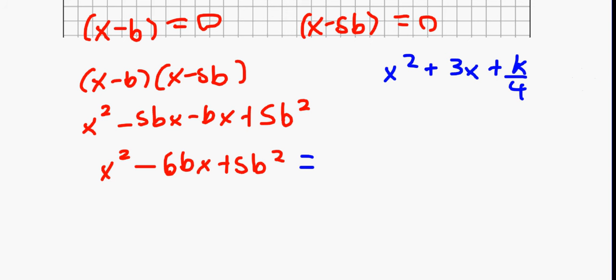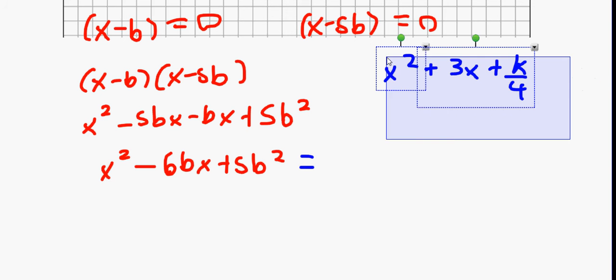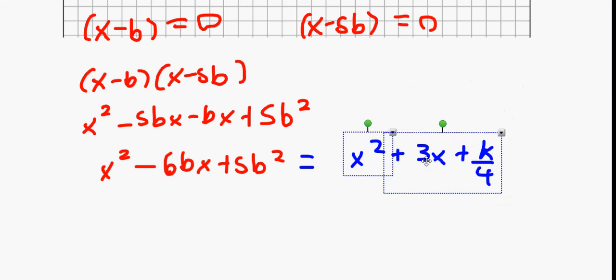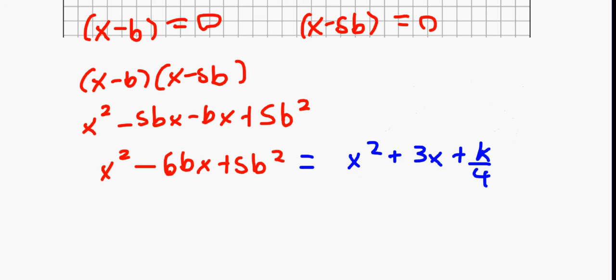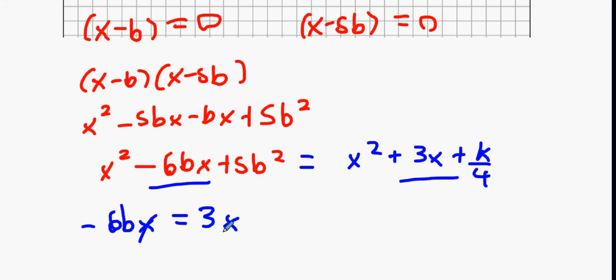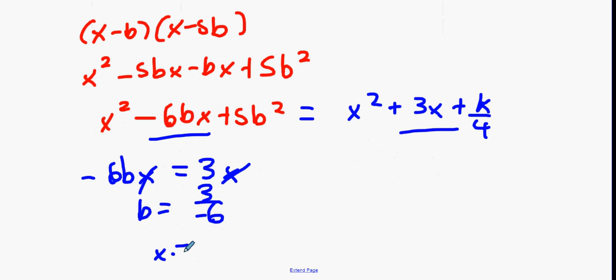The red one represents an equation where one root is 5 times the other root. Now what we're going to do here is pair these off. Minus 6bx equals 3x. The x's cancel. b equals 3 divided by minus 6, which is minus a half. So b is minus a half.